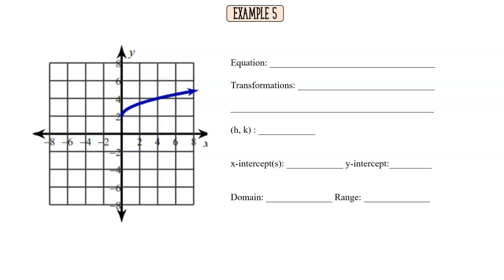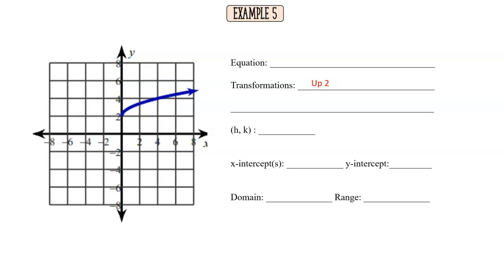Before we get the equation, let's ask the question. What's the transformation? This usually starts here. So how much did it move? Up 2. I know it looks like 1, but it says 2. So it shifted up 2, and it did not go left or right. So your transformation is just up 2. That's it.